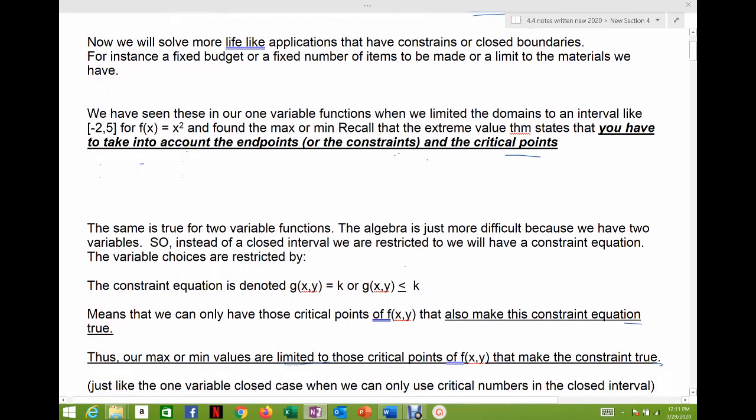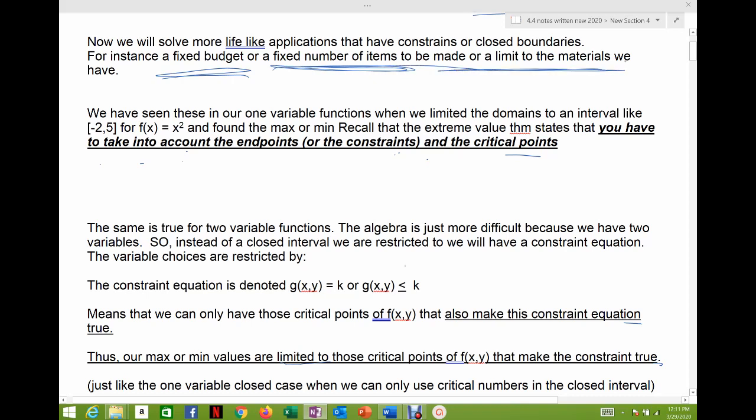In this section, we're going to look at cases that are more lifelike, that have limitations or constraints that have been placed on my variable parts. My boundary is no longer open, it's closed. For instance, a fixed budget. We can only spend so much money. We can only create so many items because we're limited by time, materials, and things like that.